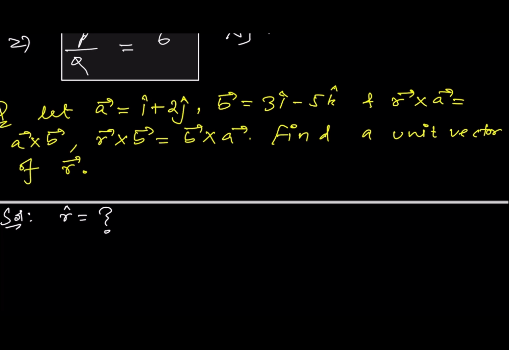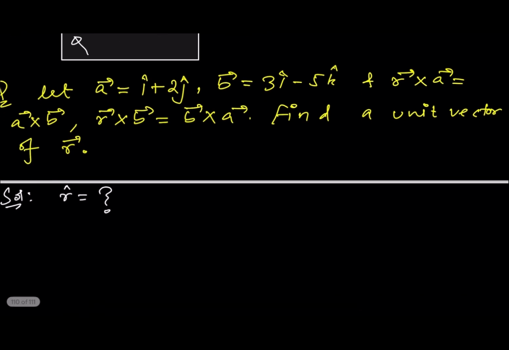Now what is given? R cross A is equal to A cross B, and R cross B is equal to B cross A. So A cross B, B cross A. So if I change the order in B cross A, we will get minus of A cross B.